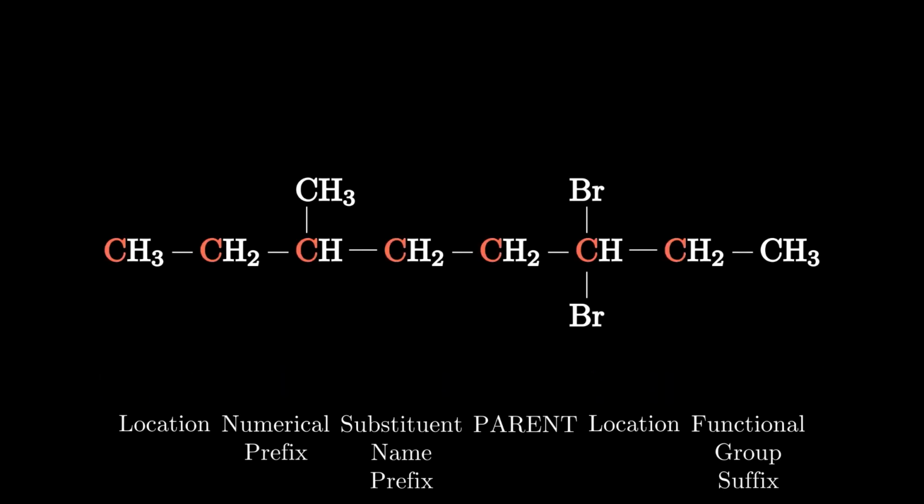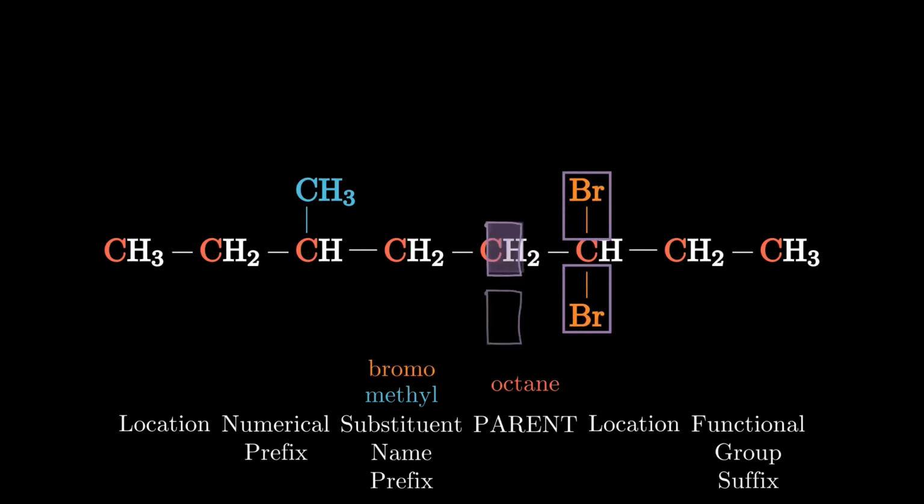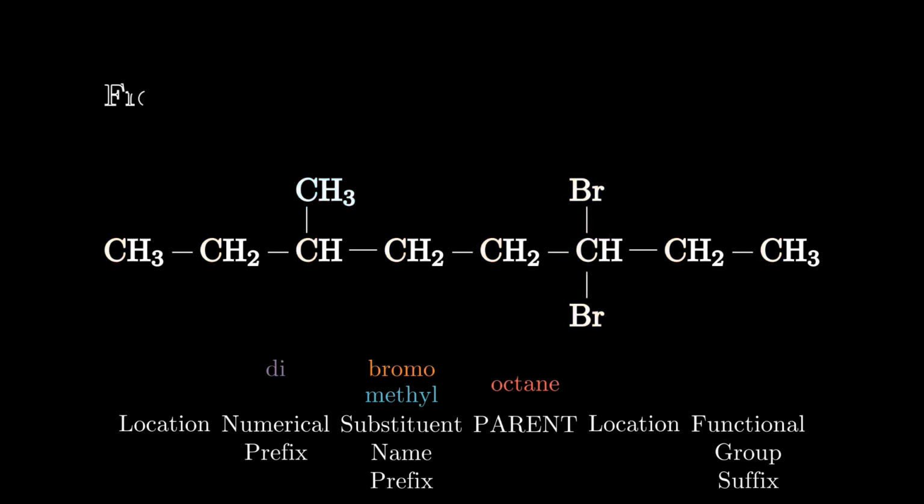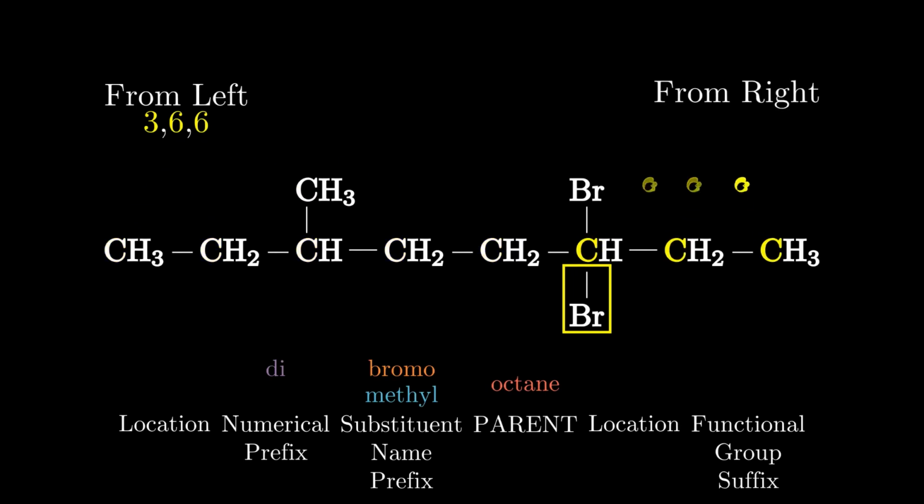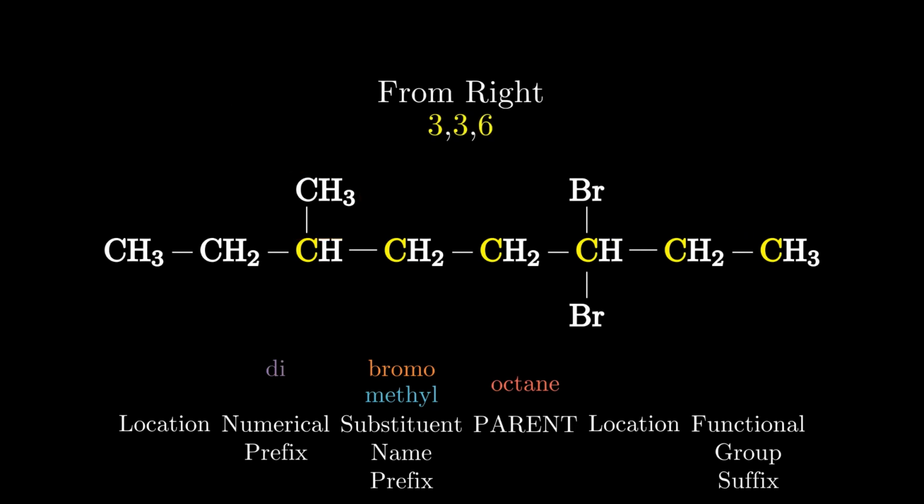The first order of business, as usual, is to name our parent hydrocarbon, which is octane. Then we want to identify our substituents, which are methyl and bromine. Since we have 2 bromines, we need to use the numerical prefix di. Now we want to find their locations, and starting from the left, we get a 3 for the methyl group, and a 6 and a 6 for our 2 bromines. Doing the same thing from the right, we get a 3 and a 3 for our 2 bromines, and a 6 for our methyl group. Since we choose the smaller numbers we can, we'll pick the 3, 3, 6 from the right.